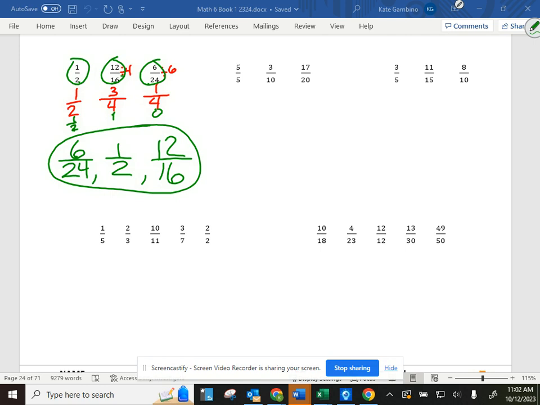Okay, so when we put them in order, we always put our original fractions. Show me how you know what is the least and what is the greatest. So use those strategies from that first page. Are you finding equivalent fractions? Show me. Are you simplifying them? Show me. Are you comparing them to 0, 1, and a half? Show me. And then put them in the least to greatest order. Any questions on today's assignment?